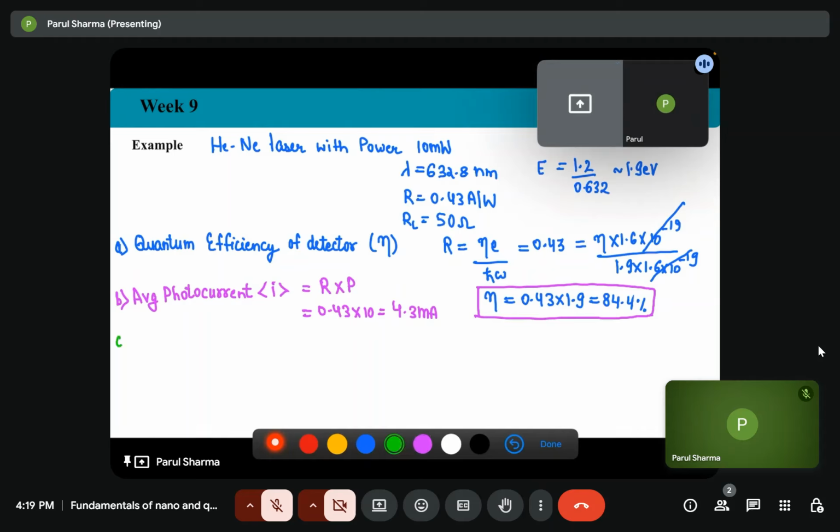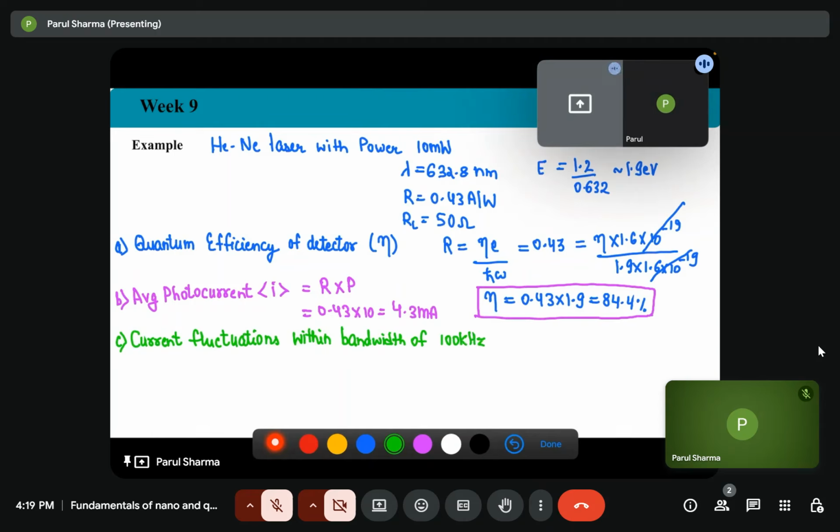Now the C part is we want to find out the current fluctuations within bandwidth, because we require delta F, within bandwidth of 100 kilohertz.